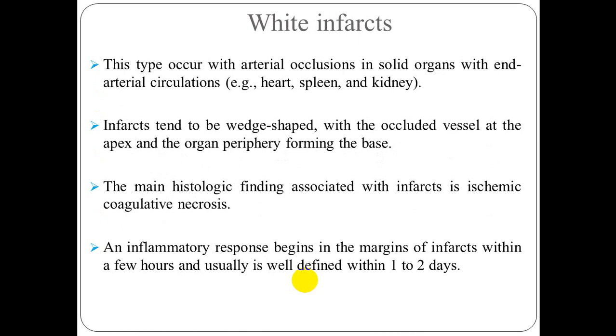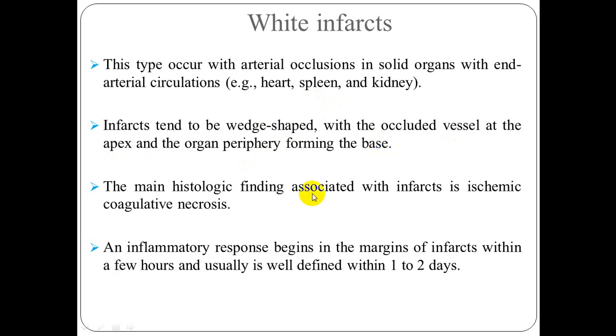White infarcts occur in the following settings: mostly in solid organs with end arterial circulation, like in the heart, spleen, and kidney. Infarcts tend to be wedge in shape, mostly white infarction being wedge in shape. Why? Because it occurs in the end arterial circulation. The wedge means a triangle in shape, the occluded vessel being at the top or apex of the triangle, and the organ periphery forming the base.